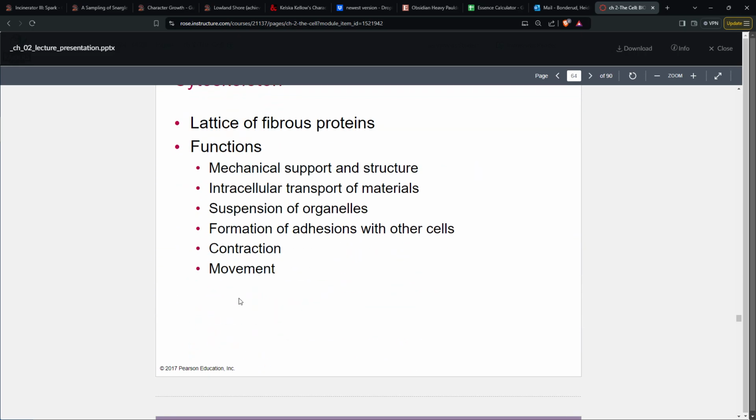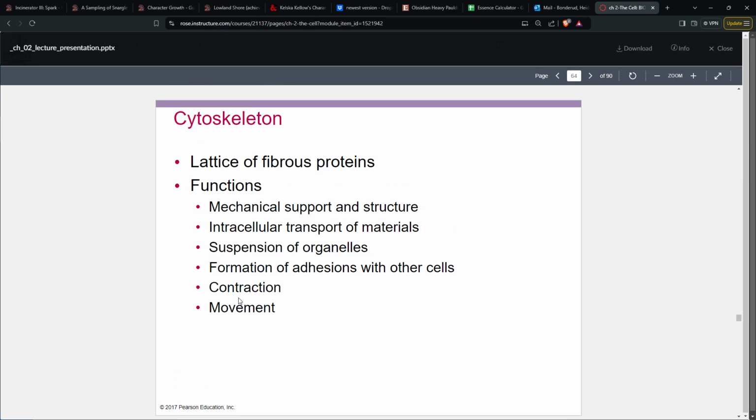The cytoskeleton, this is a lattice of fibrous proteins that does a wide variety of things. They're going to give mechanical support and structure to the cell. They're going to aid in intracellular transport of goods within the cells. They're going to suspend the organelles and anchor them so they're not all over the place. They're going to allow for the formation of adhesions with other cells. What's an adhesion? Think of it as a sticking point. It allows two cells to stick together. If the cell contracts, the cytoskeleton is going to be involved with that. If the cell moves, the cytoskeleton is going to be involved with that as well.